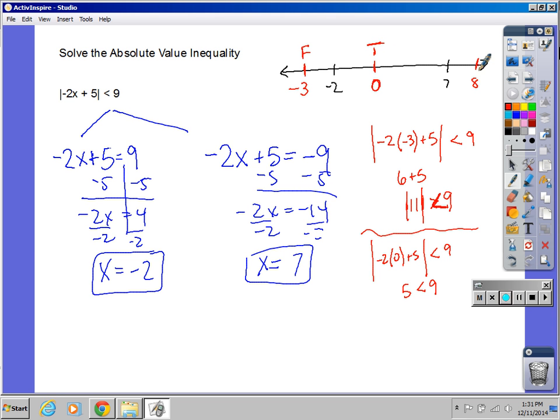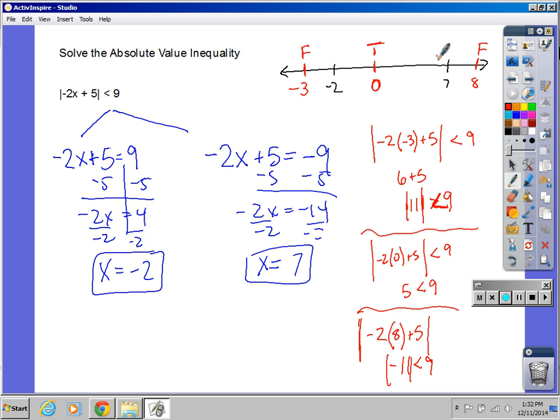And then I test 8. So I take this and plug 8 in. Negative 2 times 8 plus 5. And that's going to give me negative 16 plus 5 is negative 11. So 11 less than 9, that is false. Don't forget to take the absolute value at the end. Like I got negative 11. Absolute value of that is positive 11.